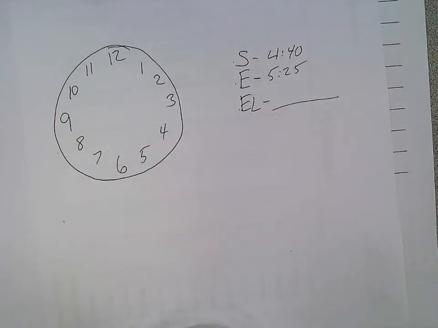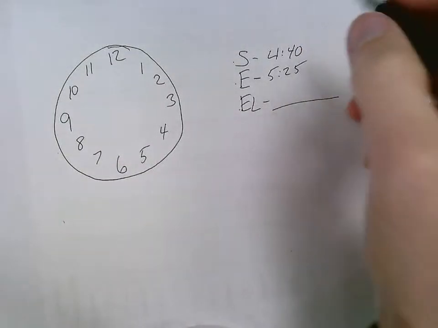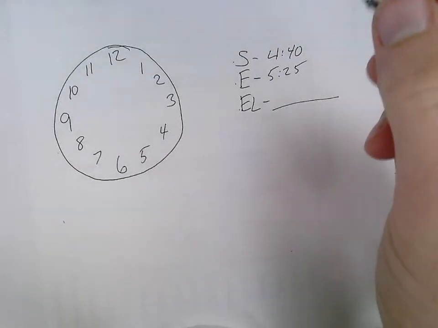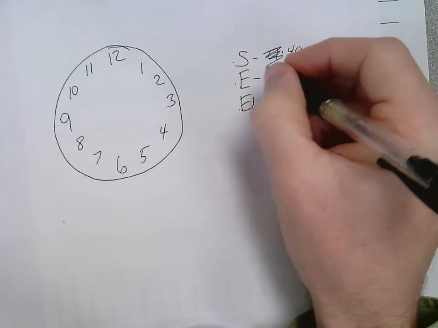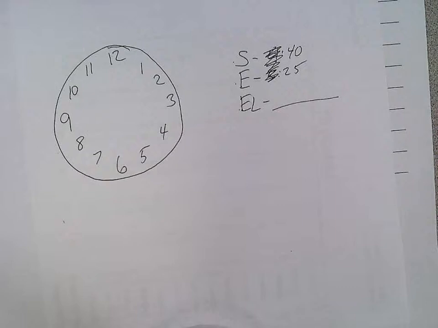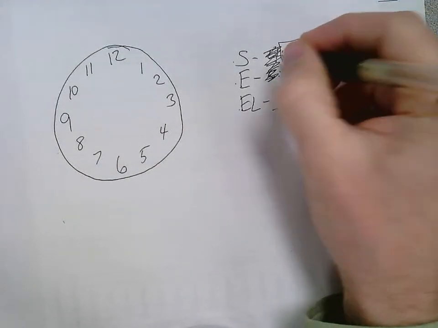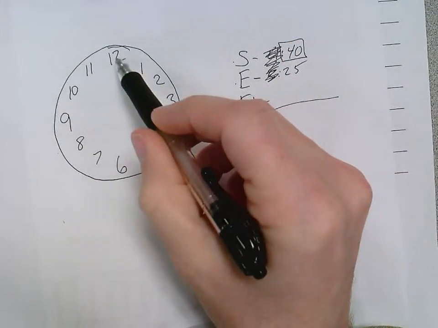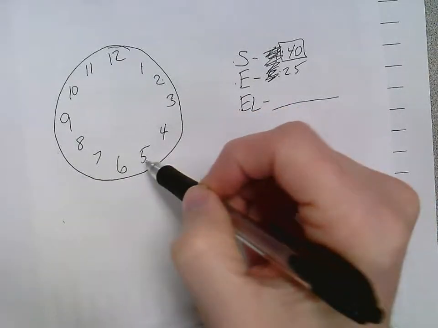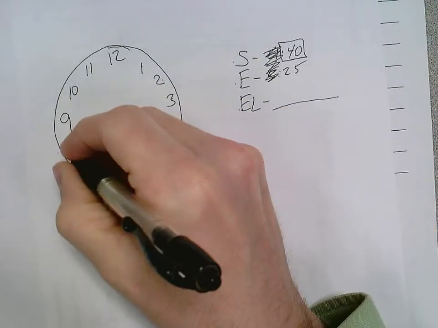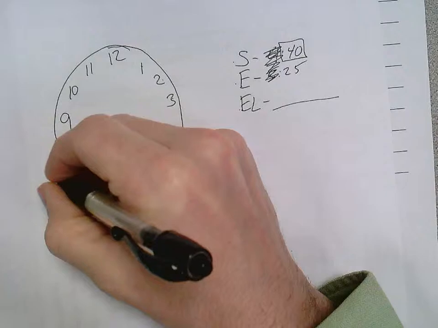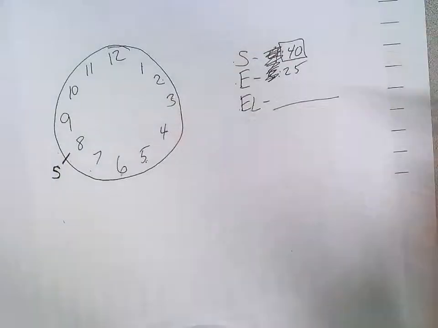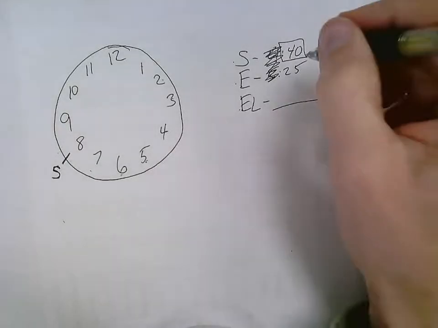First thing I'm going to do on the clock is mark down the start time minutes. Now all my elapsed times are going to be less than an hour, so I'm not concerned about these hours. I'm going to mark down the start time minutes, 40. So I count 5, 10, 15, 20, 25, 30, 35, 40. 40 minutes is on the 8, and I mark that with an S for the start time.